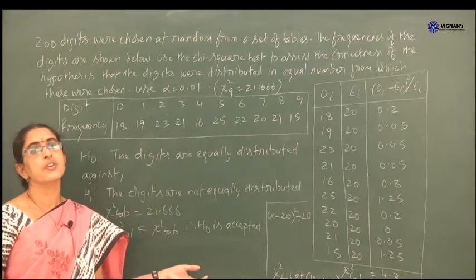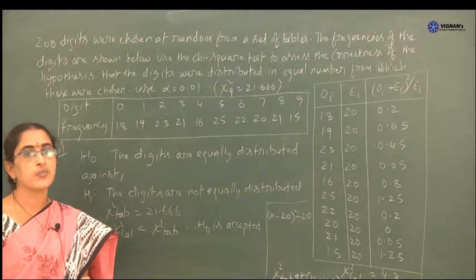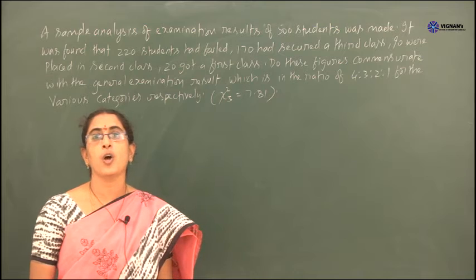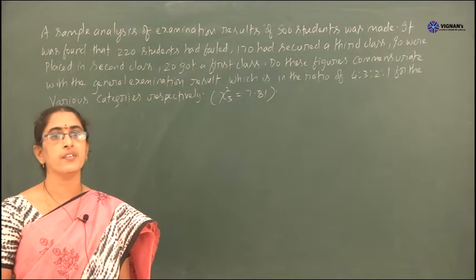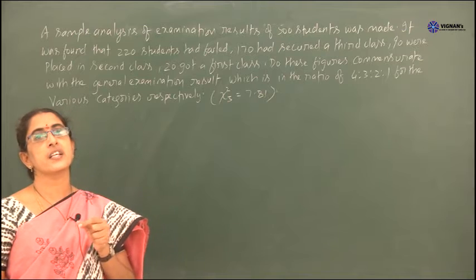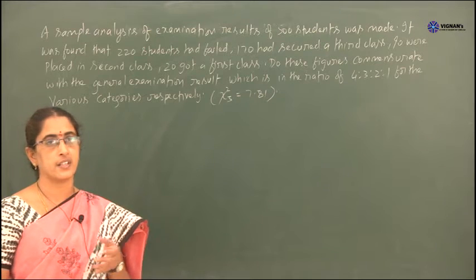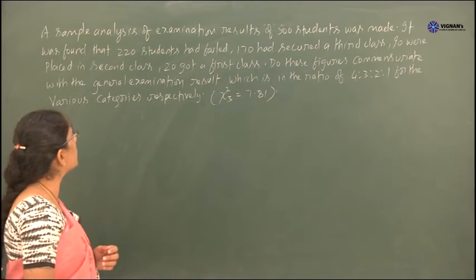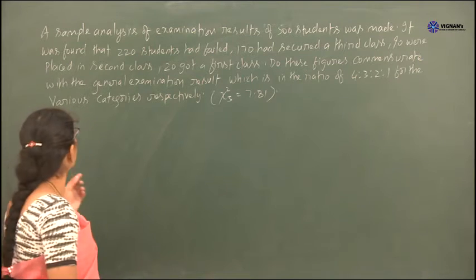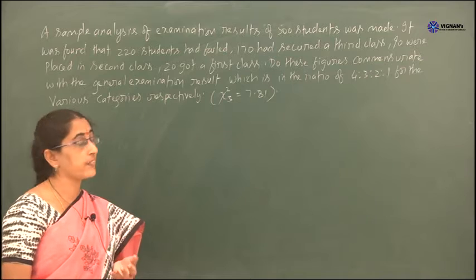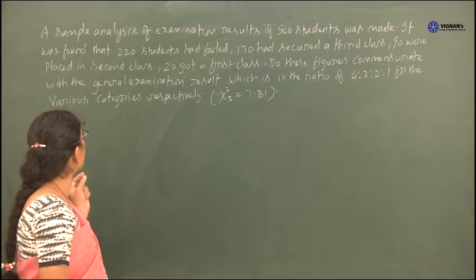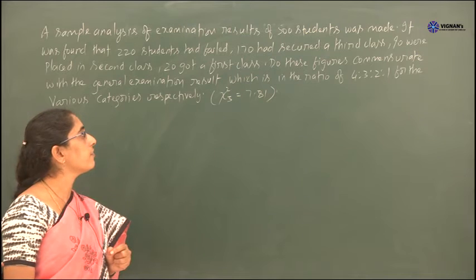The next we have to solve the problems on chi-square test with unequal frequencies. Unequal frequencies means here the expected frequency is different for every observed frequency. Now the question is here, a sample analysis of examination results of 500 students was made. It was found that 220 students had failed, 170 had secured a third class, 90 were placed in second class, and 20 got a first class.